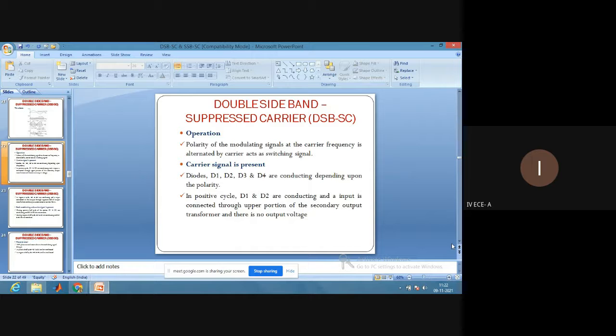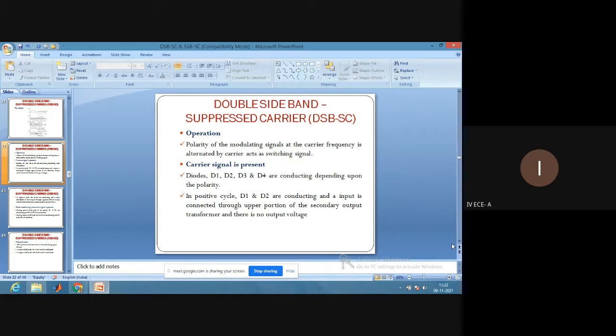Let us discuss the operation of this type of modulator. Here the carrier signal is acting as the switching signal, which is used to alter the polarity of the modulating signal at the carrier frequency omega C. Here there are two modes of operation in ring modulator. Let us discuss the two modes.